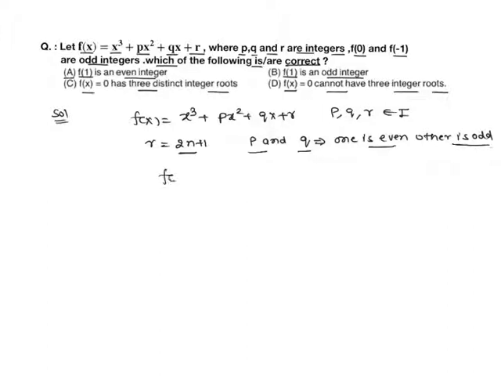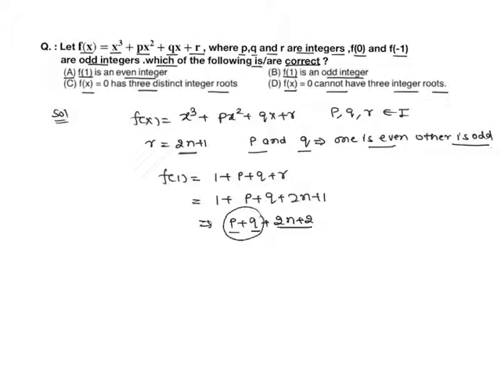So we will find out f of 1. So f of 1 is 1 plus p plus q plus r. R is 2n plus 1. We will get p plus q plus 2n plus 2. So 2n plus 2 is even. Out of p and q, one is even, one is odd. So one even number, one odd number, sum will be odd. So f of 1 is odd. So B option is correct.